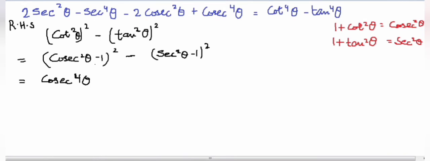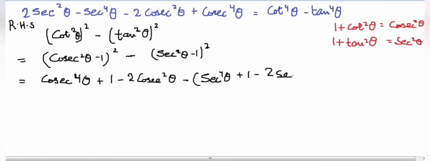I will use (a minus b) whole square, so a square plus b square, so 1 square is 1, minus 2ab, so 2 into cosec square theta. Now here again I will use (a minus b) whole square. So I will get sec power 4 theta plus 1 minus 2 sec square theta.